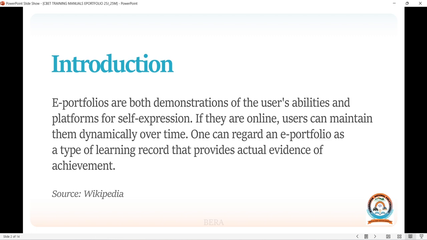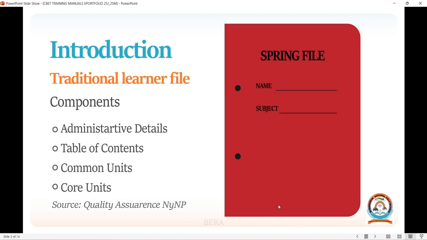So as an introduction, e-portfolios are both demonstration of the user's abilities and platforms for self-expression. If they are online, users can maintain them dynamically over time. One can regard an e-portfolio as a type of learning record that provides actual evidence of achievement. This is a definition by Wikipedia. If you go to Wikipedia, you will get more information.